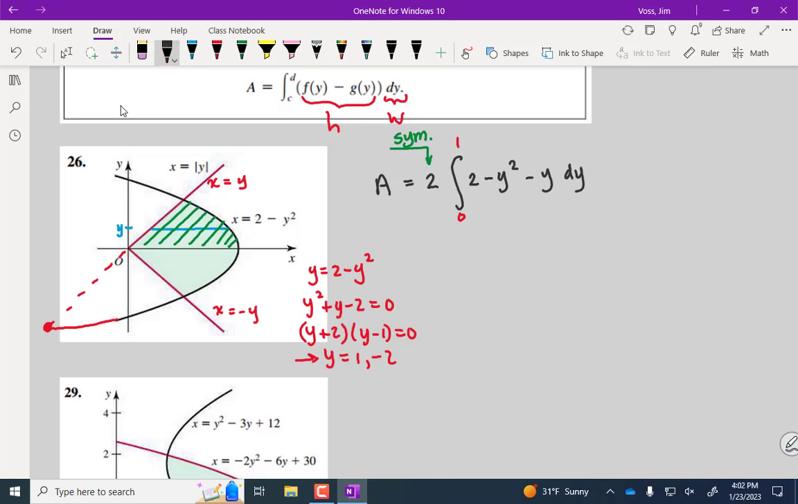All right, so let's go ahead and finish this off. So we have an antiderivative, very easy to find for all three of these terms here.